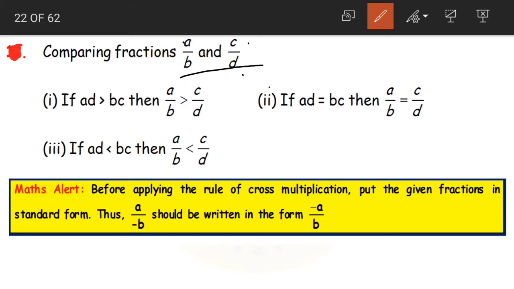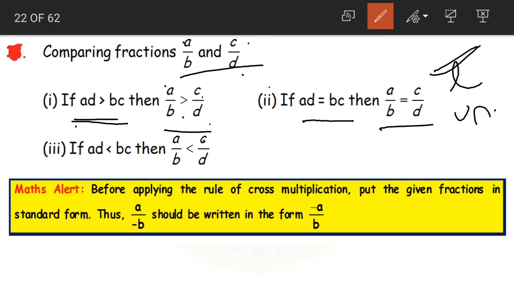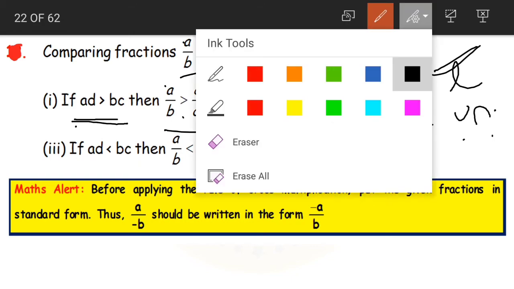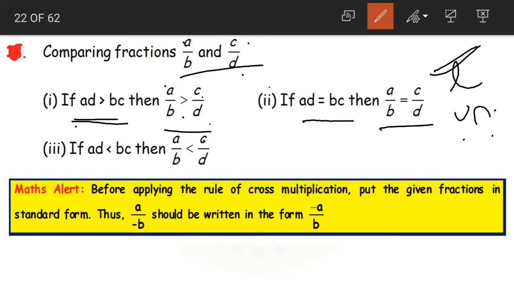In case of unlike fractions a by b and c by d, we need to compare like this. If AD is less than BC, then a by b is less than c by d. And if AD is greater than BC, then a by b is greater than c by d. And if AD is equal to BC, then a by b is equal to c by d. Clear, students? Two scenarios, one is like and the other is unlike. Again, solving like fractions is simpler. For unlike fractions, we need to cross multiply the numerator and denominator and then compare.